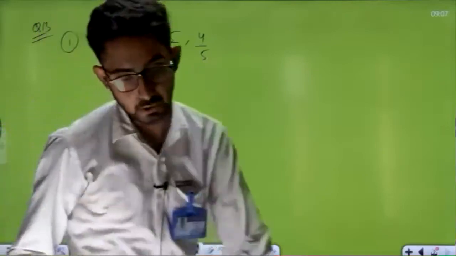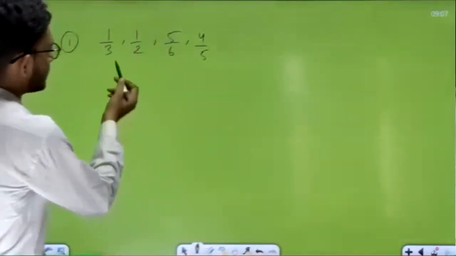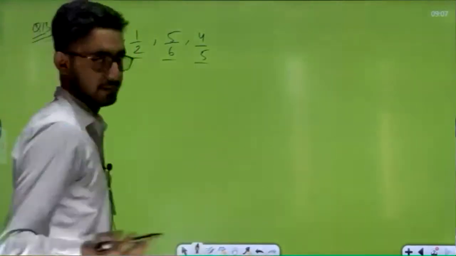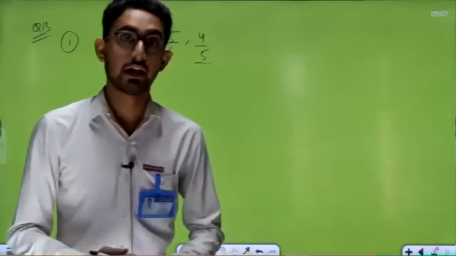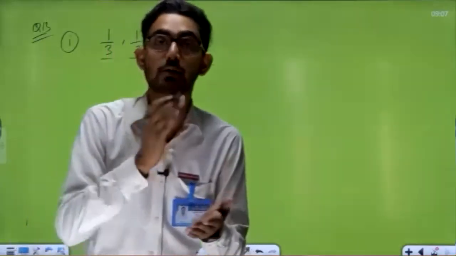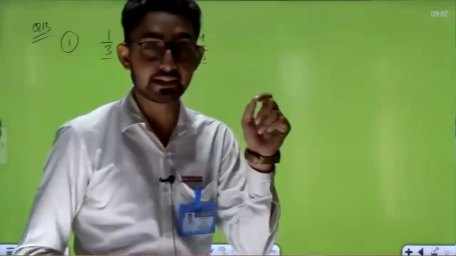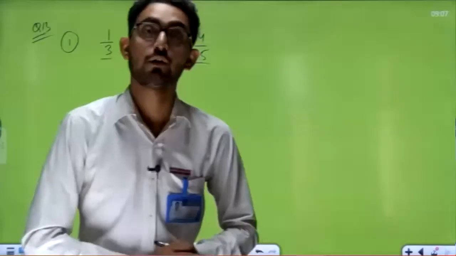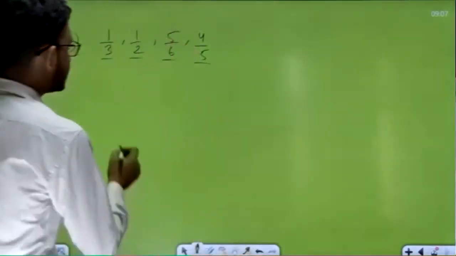Now you will ask, sir, how are they unlike fractions? Because obviously the denominators are different. If denominators are different, then we can say these are unlike fractions. What do you have to do? Make the denominators the same. So how will we do it? First of all, students, we will take out the LCM. What do we have to do? Find the LCM.